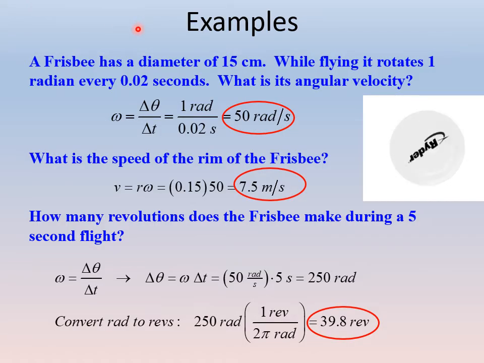So here's our first example on rotational kinematics. A frisbee has a diameter of 15 centimeters. While flying, it rotates at 1 radian every 0.02 seconds. What is its angular velocity?